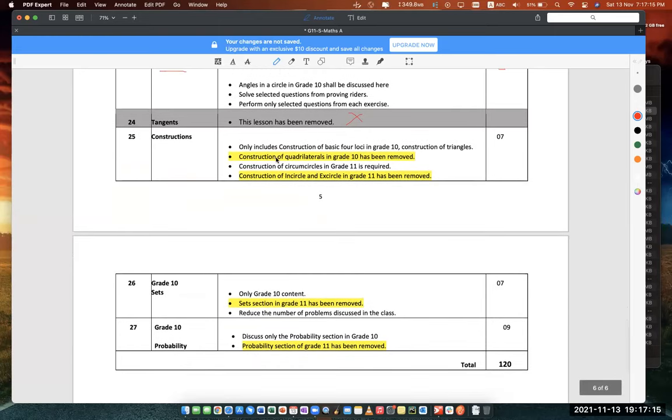Construction only includes construction of basic loci in grade 10. So grade 10 constructions will be there. The construction of triangles, quadrilaterals will be there. The construction of quadrilaterals, the parallelogram, that part is removed. Then the construction of circumcircle is there. But in grade 11, we had construction of incircle and construction of excircle, and both are removed. So for the exam, you will definitely get the construction of circumcircle, because if not, there's nothing to construct, right? Definitely you will get the circumcircle for your exam.